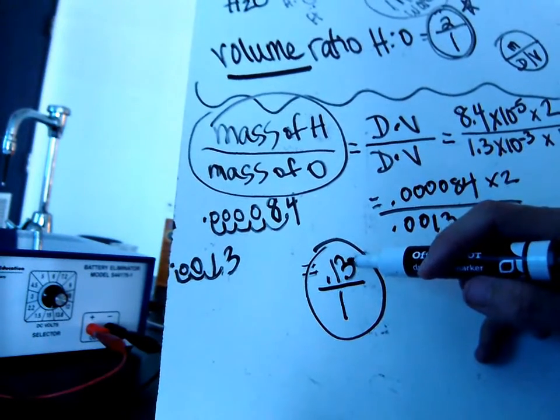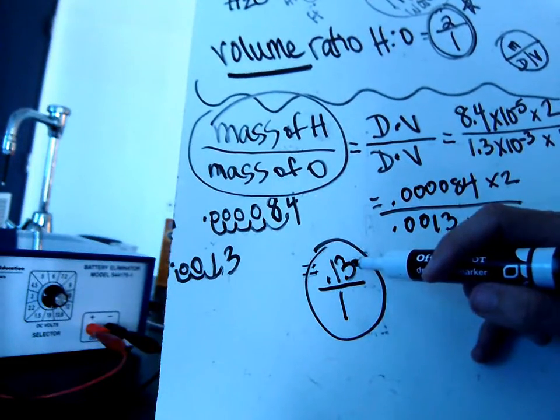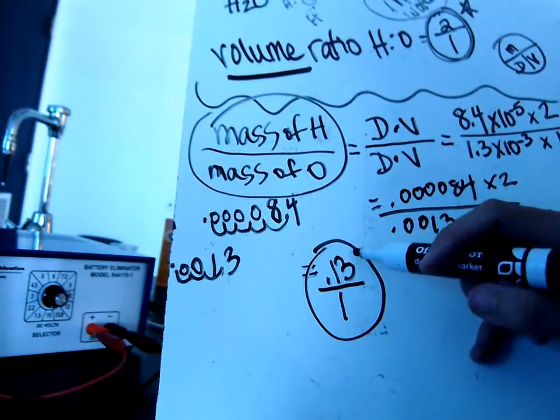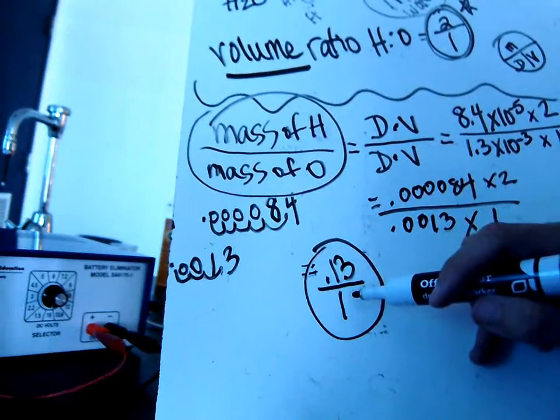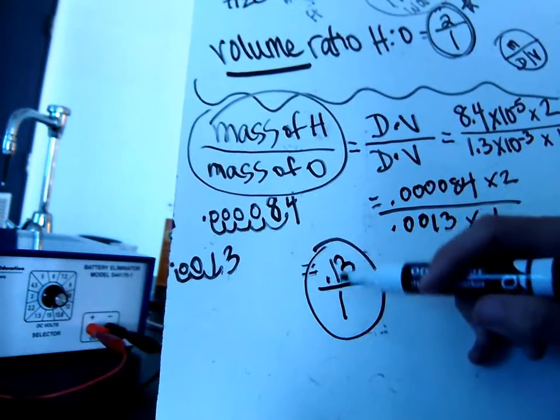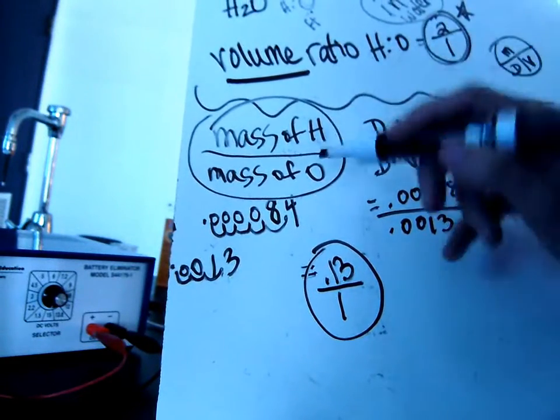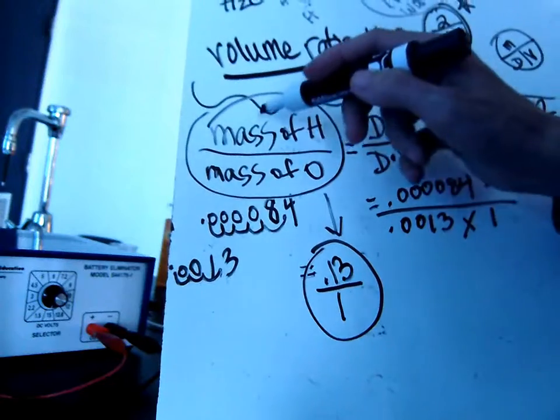Hydrogens are the smallest elements that exist, by the way. And I don't know that hydrogens is the right way to say it, but a hydrogen atom is the smallest atom that exists. Oxygen's much bigger. So it makes sense that the mass ratio would be so much smaller for hydrogen than oxygen. So again, this number right here tells us this.